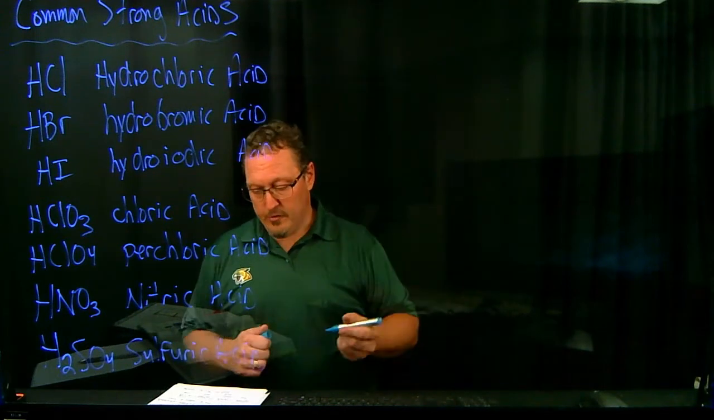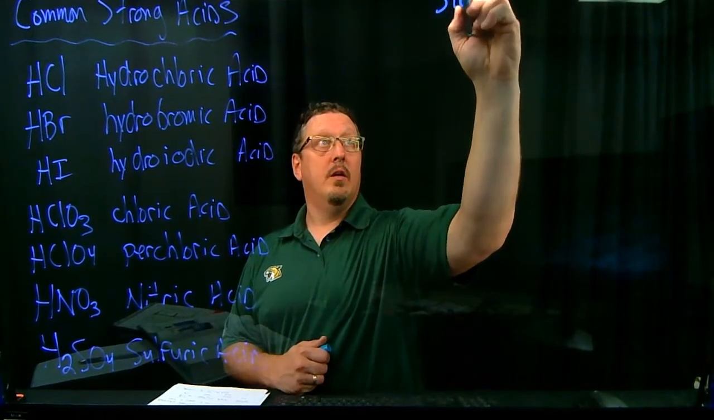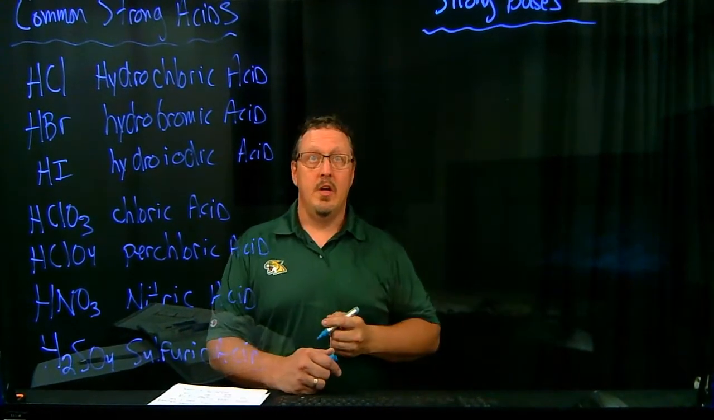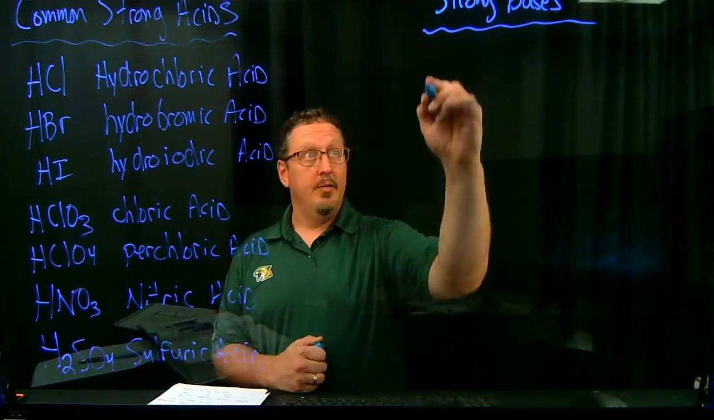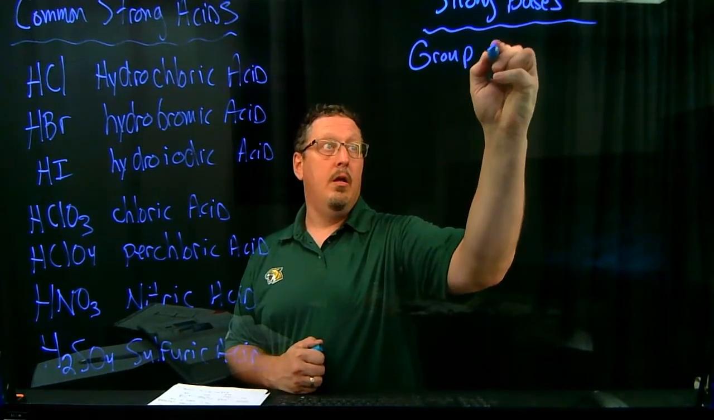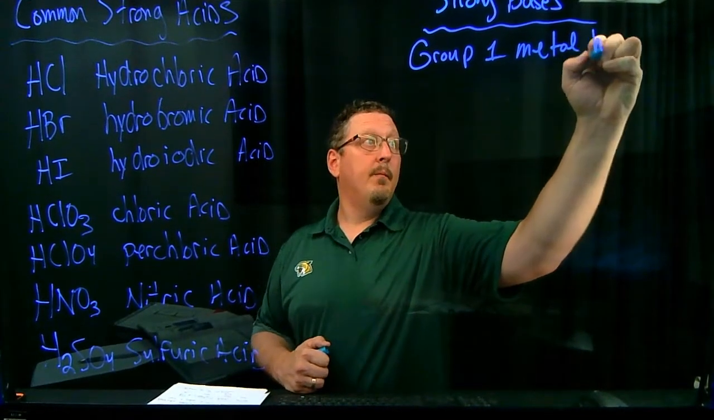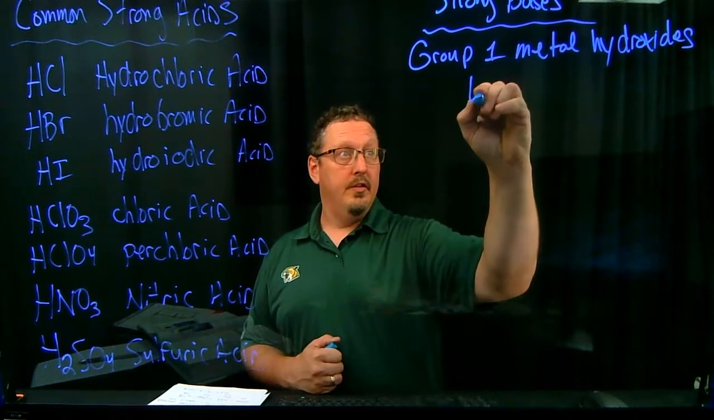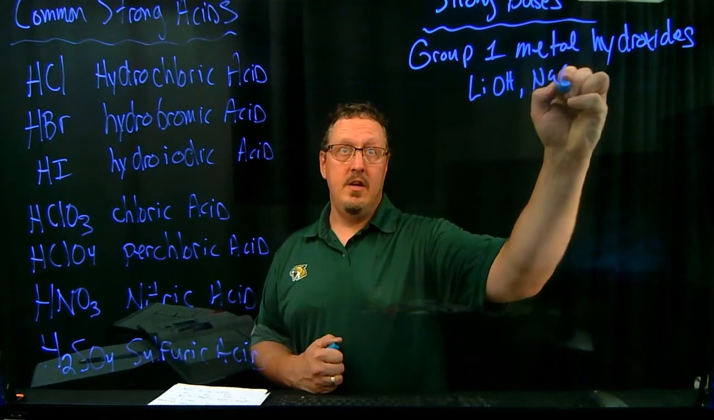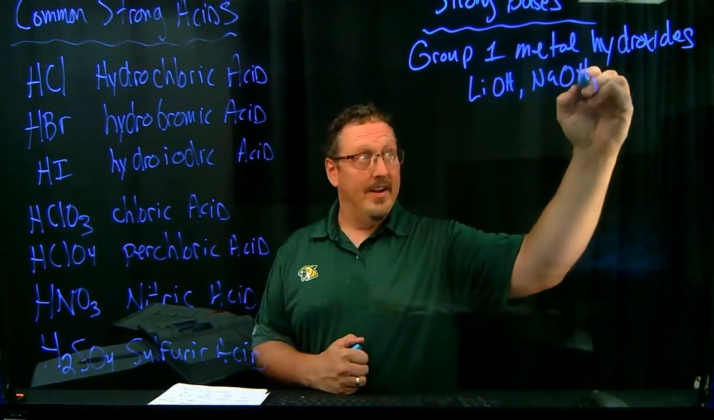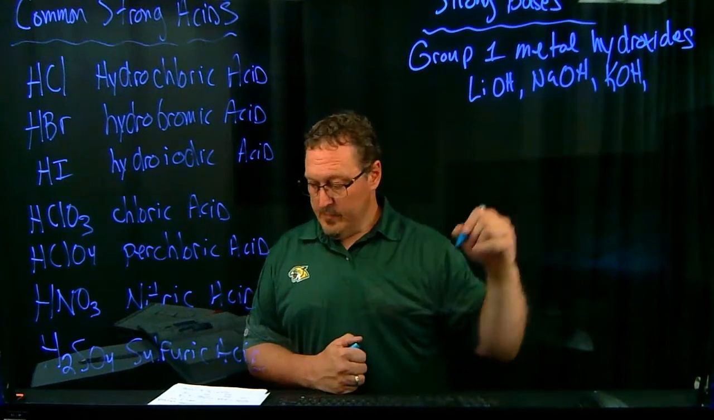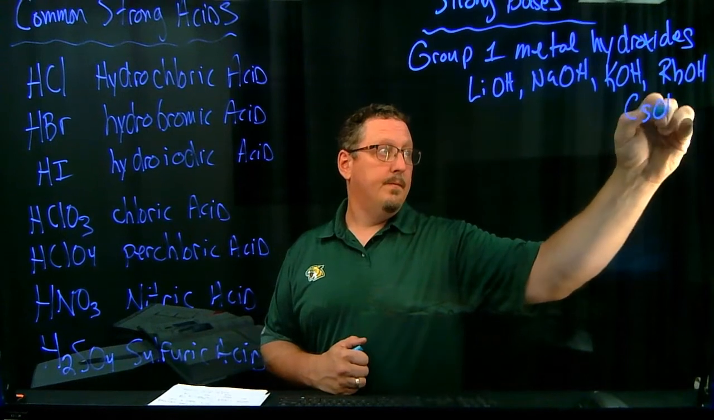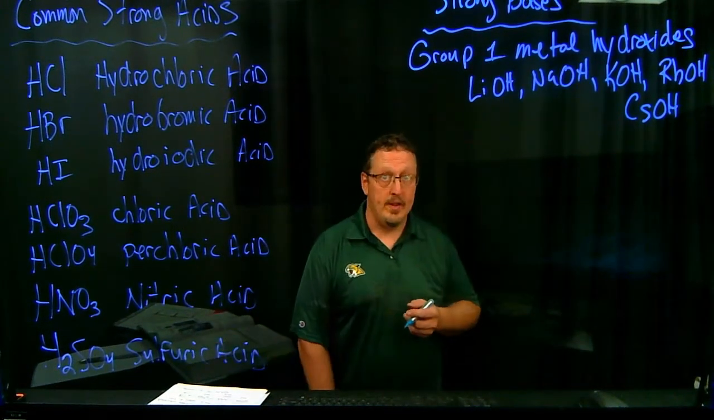Your strong bases that you're going to need to know. All right, so your strong bases are going to be your group 1 metal hydroxides. Okay, and so that's going to include lithium hydroxide, sodium hydroxide, potassium hydroxide, rubidium hydroxide, and cesium hydroxide. Those are all going to be strong bases. Okay, they will break apart completely.